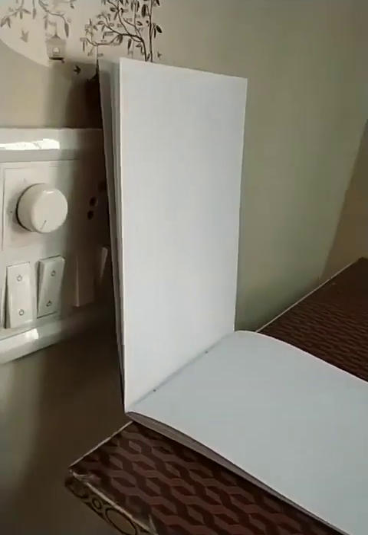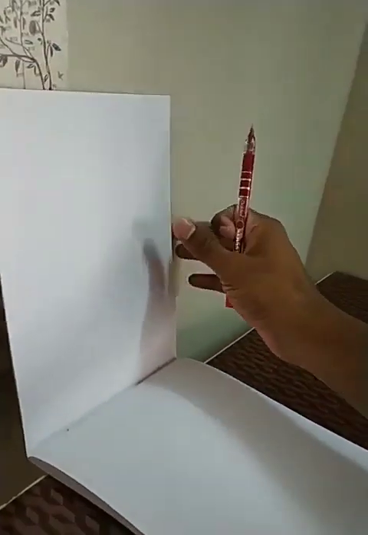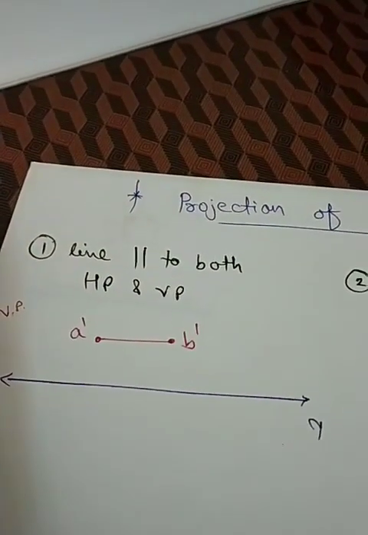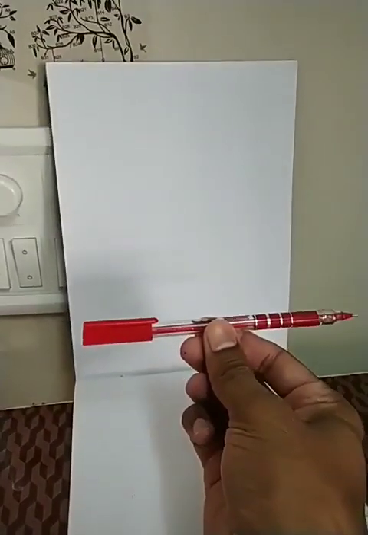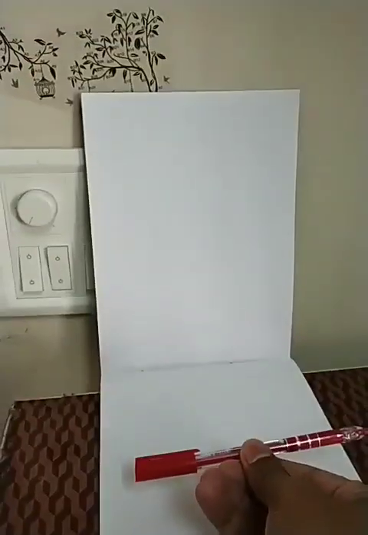Now as you can see in this book, this will be your vertical plane and this will be a horizontal plane. So your position will be like that. This will be your VP and this will be your HP. The first position is called line parallel to both HP and VP. It's the position like this. The line is parallel to VP as well as parallel to HP.